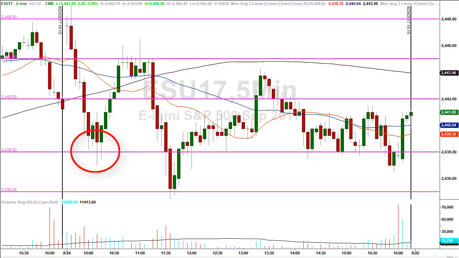Now you would say, well, if the two levels above that, 2442 and 2445, are supposed to be support, then why didn't the market find support at those levels? And that's a fair question. In my course at Lazy E-mini Trader, I teach traders how to identify a high probability trade setup. You can't take a trade on a support or a resistance level alone, or at least what you deem to be support or resistance. There has to be a trade setup on the chart.